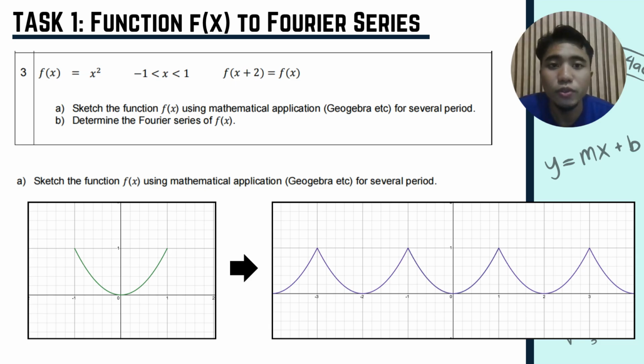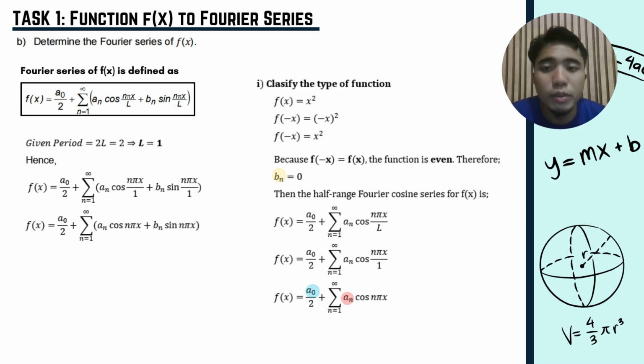So lastly is question 3, which is the last question for task 1. We have a function f(x) which equals x² with interval of -1 to 1. So for question A, to sketch the function, here we can see it creates a curved line because this is a quadratic equation, and over several periods we can see it repeat every 2 units and create a wavy line. So for B, we are going to determine the Fourier series of f(x).